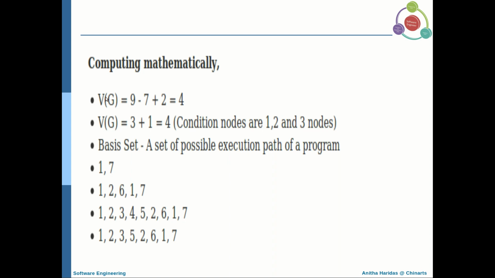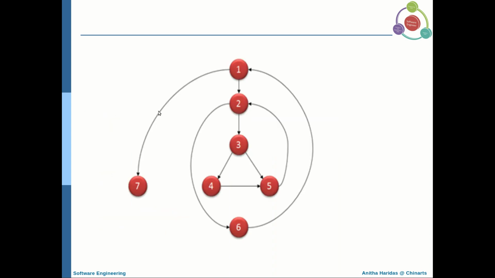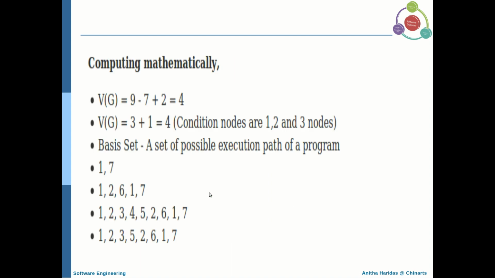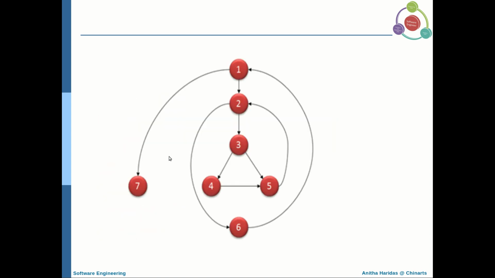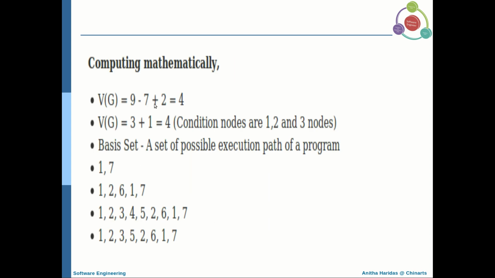your metric value will be, how many edges are there? 1, 2, 3, 4, 5, 6, 7, 8 and 9. So 9 edges are there. Great. How many vertices are there? 7 vertices are there. So 7 plus 2P. How many connected components are there? Only one connected component. So 9 minus 7 plus 2 will give you value 4.